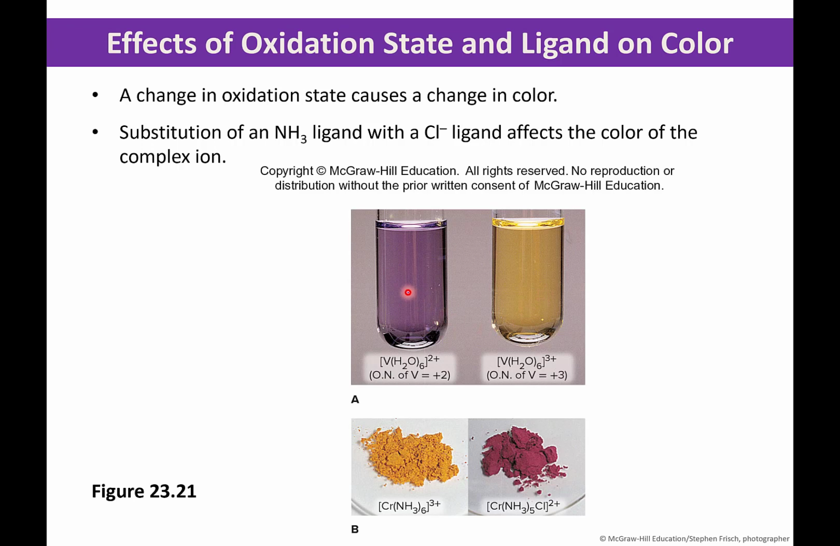Here are two different vanadium complexes: hexaaqua vanadium 2+ and hexaaqua vanadium 3+. The +2 oxidation state is purple, the +3 oxidation state is yellow. Or consider hexaammine chromium 3+ and pentaammine chlorochromium 2+. All that's changed here is just one of the ligands. And so small changes result in these color changes. So a change in oxidation state can cause a change of color. Substitution of a ligand can cause a change of color. And so we want to understand why that is.